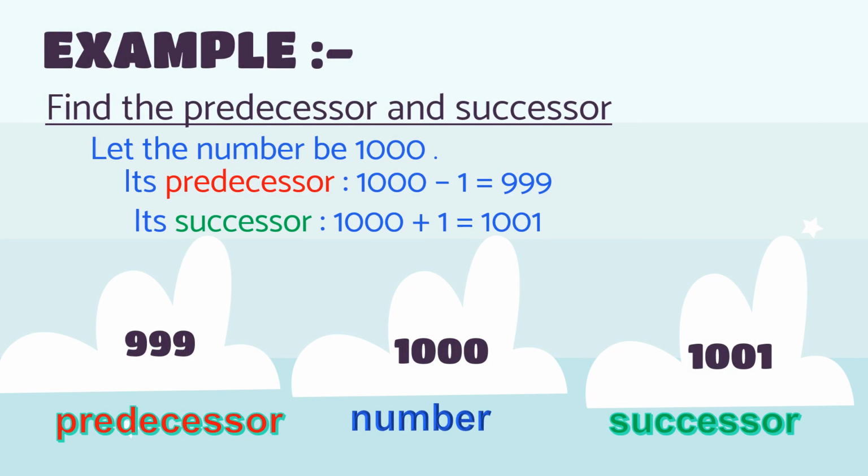Next example. Find the predecessor and successor of 1000. Its predecessor will be 1000 minus 1, that is 999, and its successor will be 1000 plus 1, which is equal to 1001. So your number is 1000, and its predecessor will be 999. As you know, before 1000 comes 999, and its successor will be 1001.